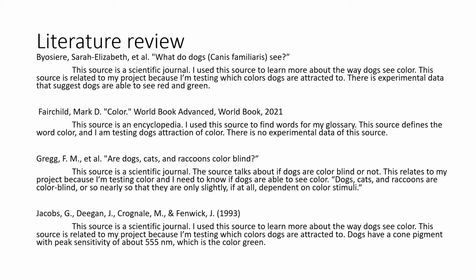This source is a scientific journal. I use this source to learn more about the way dogs see color. This source is related to my project because I'm testing which colors dogs are attracted to. Dogs have a cone pigment with peak sensitivity of about 555 nm, which is the color green.